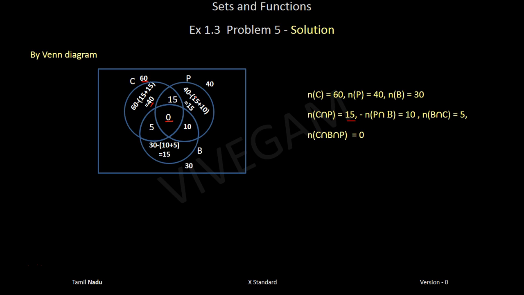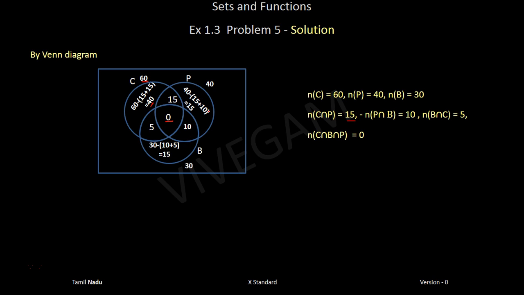So repeat the same here. In this case, the whole circle represents 40, but these parts already represent 25, right? 15 plus 0 plus 10. So this part, which is representing physics alone, will be 40 minus 25, that is 15. Similarly, this area, which represents only biology, will be the total of 30 minus 10 minus 0 minus 5, that is 15.